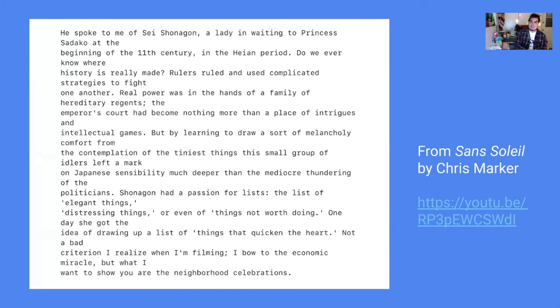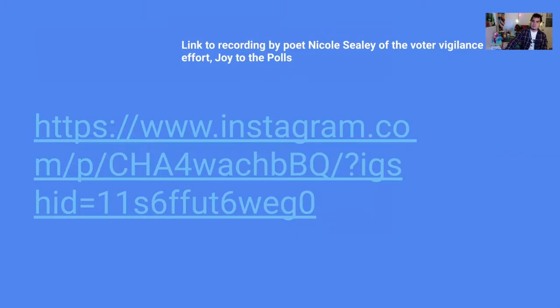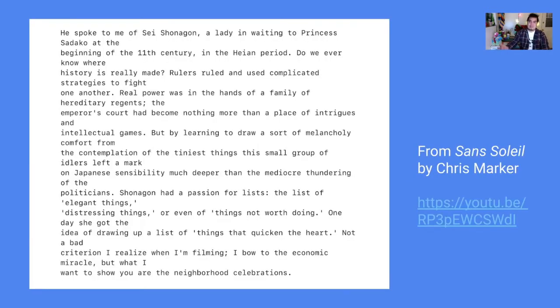And this line of thinking comes from Chris Marker's Sans Soleil. He talks about politics at one point in this French film, and this French filmmaker visits one of the cities that America bombed in World War II, a city that people said nothing would ever grow again. And he looks at how it's rapidly creating the future and bridging the present with the future, and dwelling in both. And he has this beautiful line, I bow to the economic miracle, but what I want to show you are the neighborhood celebrations. I encourage you to watch the film if you have time.